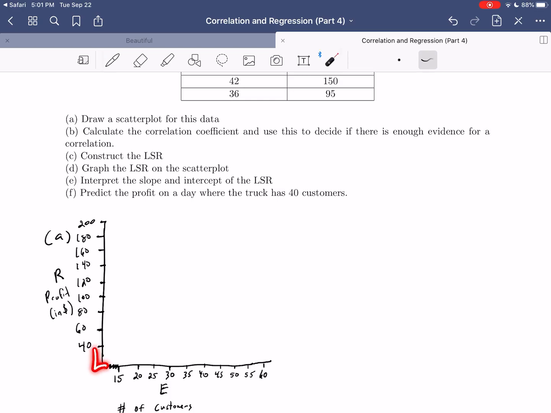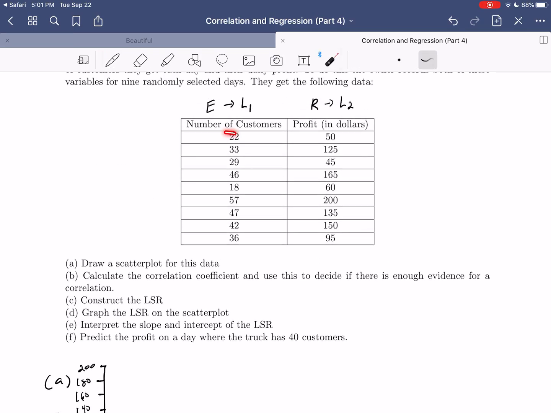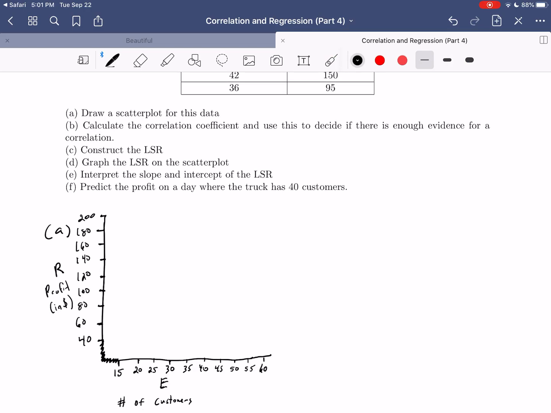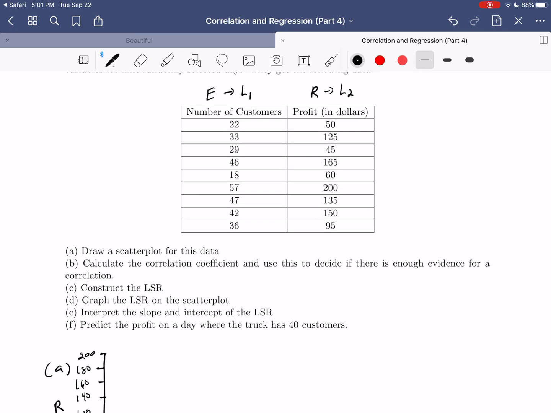Is this part actually condensed? Yep, right, that would be like 40. That doesn't fit our scale, so we need to indicate that that part has been condensed as well. Okay, let's go ahead and plot our points. So we had 22 customers and a profit of $50. That will be right there.